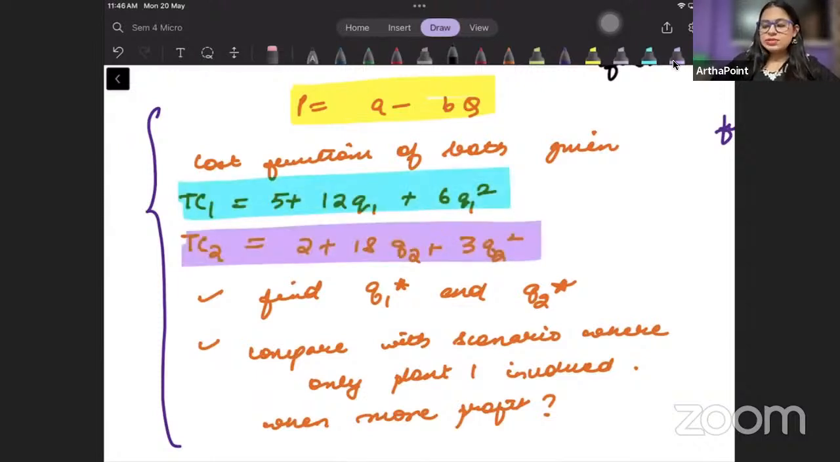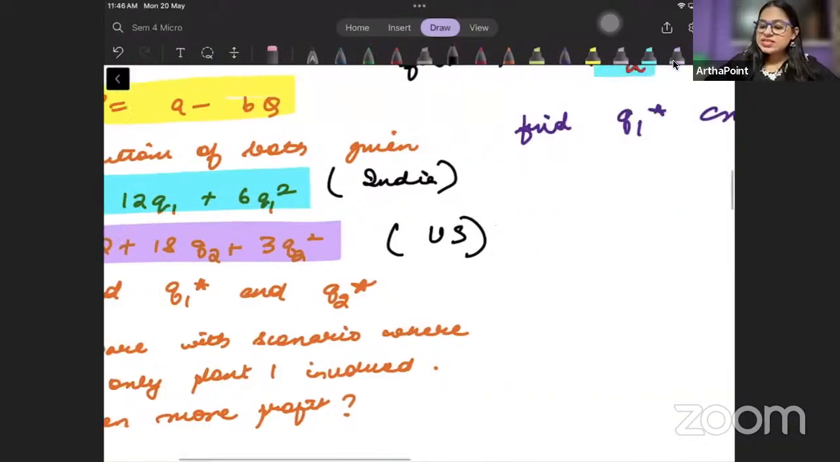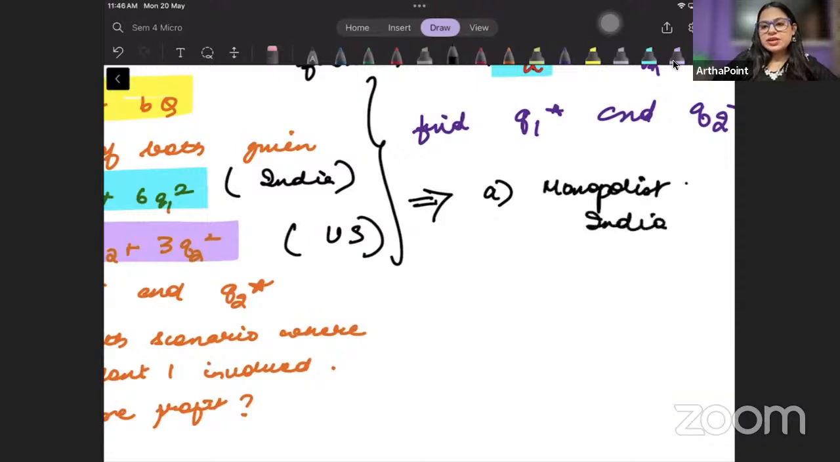They might say that maybe this is in India and then you have one plant in US. And then they will ask you how much quantity will you produce in India and how much quantity will the monopolist produce in US. The second kind of question they can ask you here is, assume that earlier the monopolist was only in India. Earlier all the functions of the monopolist were in India only. I have done a similar question with the recorded numericals also.